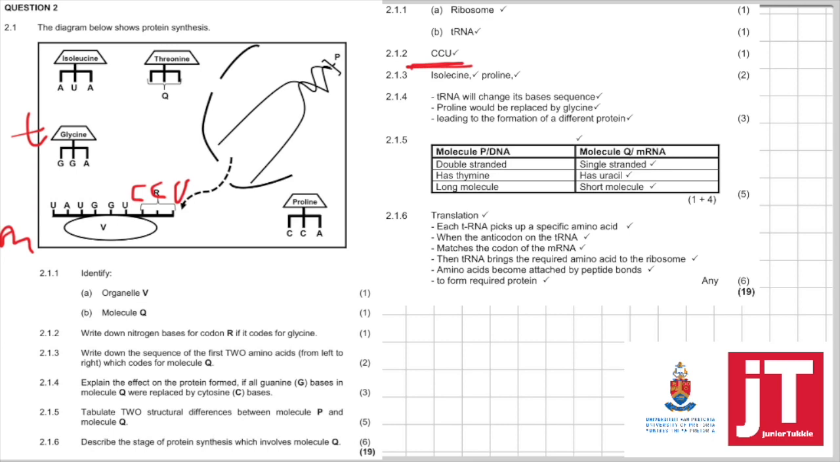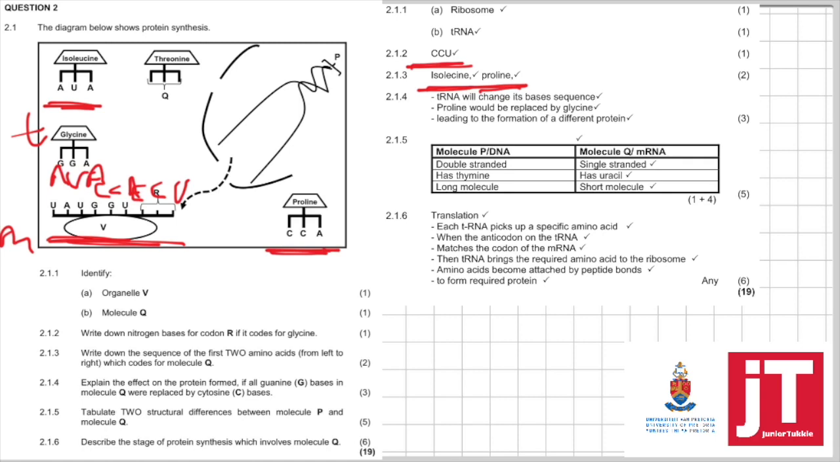Write down the sequence of the first two amino acids from left to right, which codes for molecule Q. Right. So opposite U here will be A, then UA. Is there one? Yes. What's the amino acid? Isoleucine. Then opposite G will be C, opposite G will be C, and then A. There's your amino acid, CCA. What is it? Proline. Okay, right, 2.1.4.